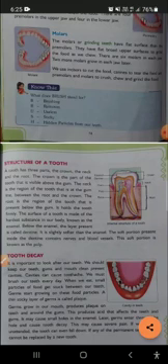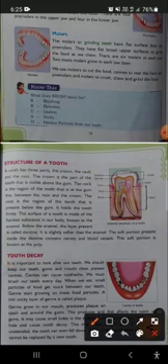The soft portion present inside the teeth contains nerves and blood vessels. See, the soft portion present inside the teeth contains the blood vessels, and this soft portion is known as pulp.